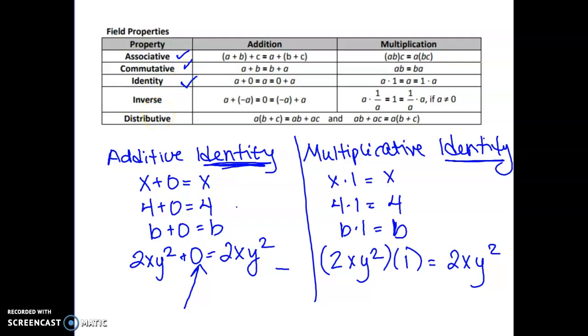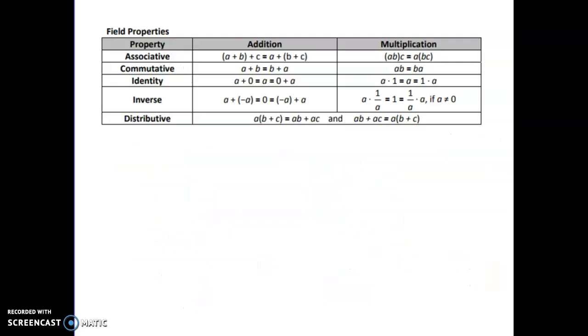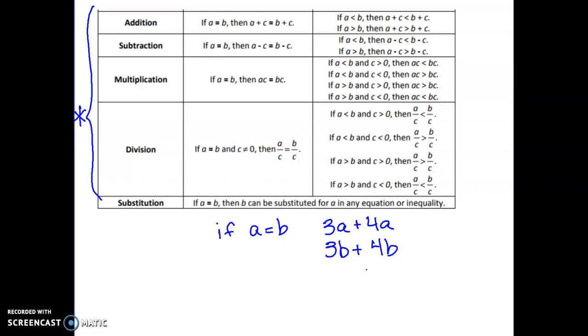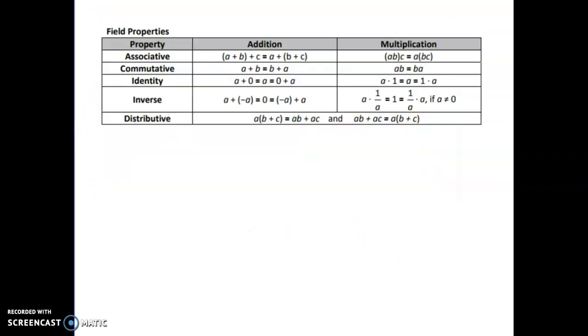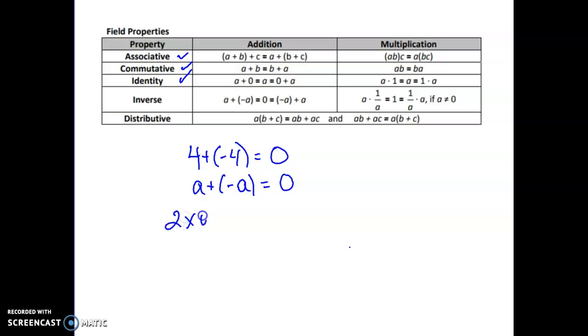The inverse property says that if I add the opposite, I'm going to get 0. So if I take 4 and add -4, I get 0. If I take a and add -a, I get 0. If I take 2xy and add -2xy, I get 0. Again, 0 is the additive identity element, so with the inverse property, if we add the opposite, we get the additive identity element.